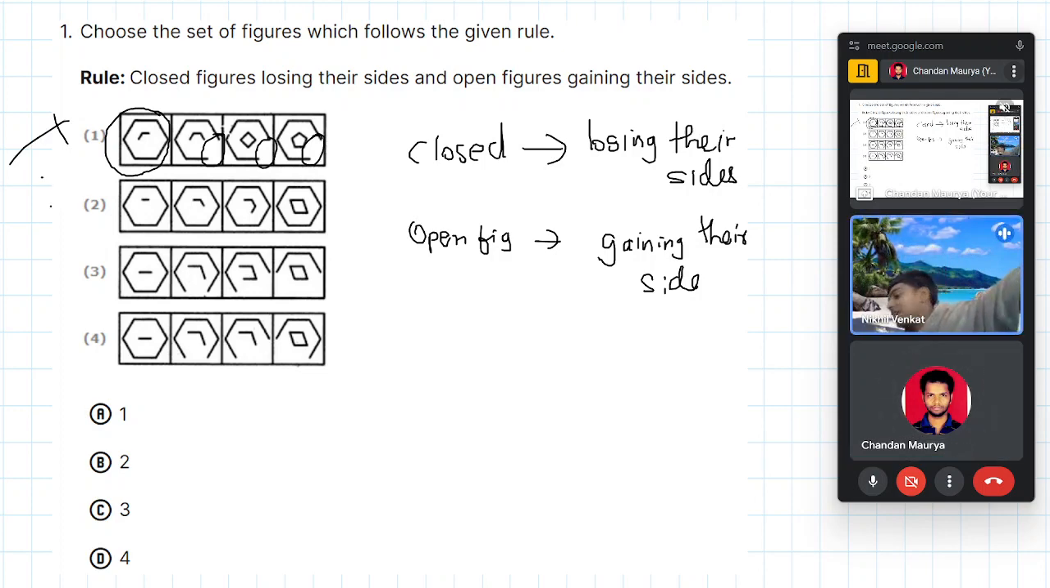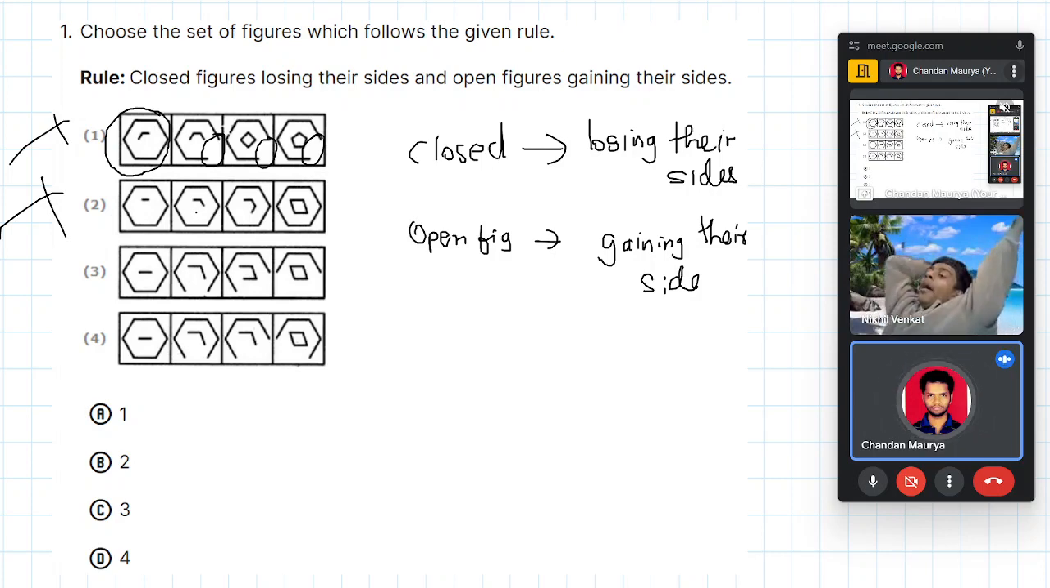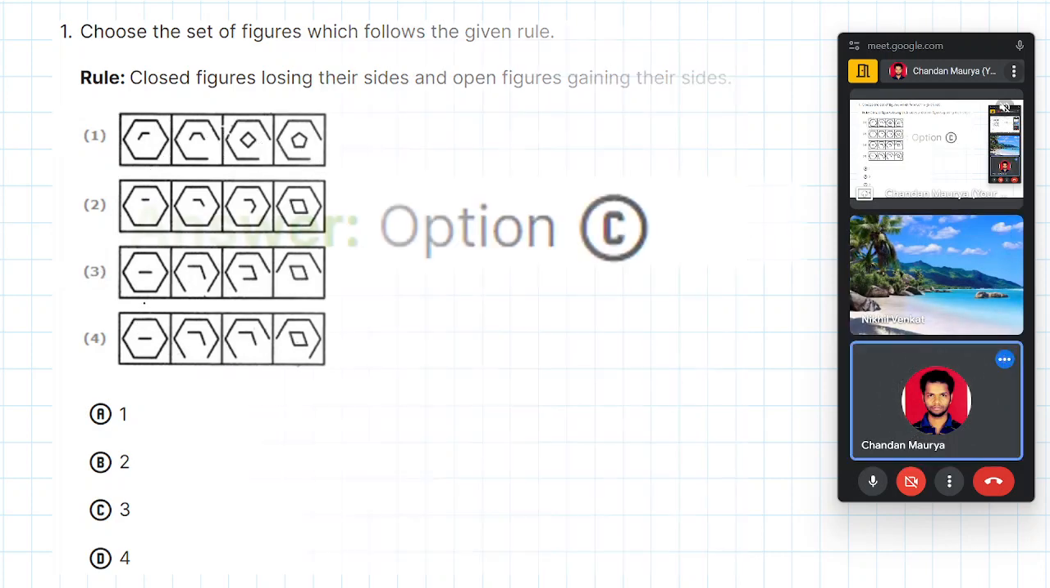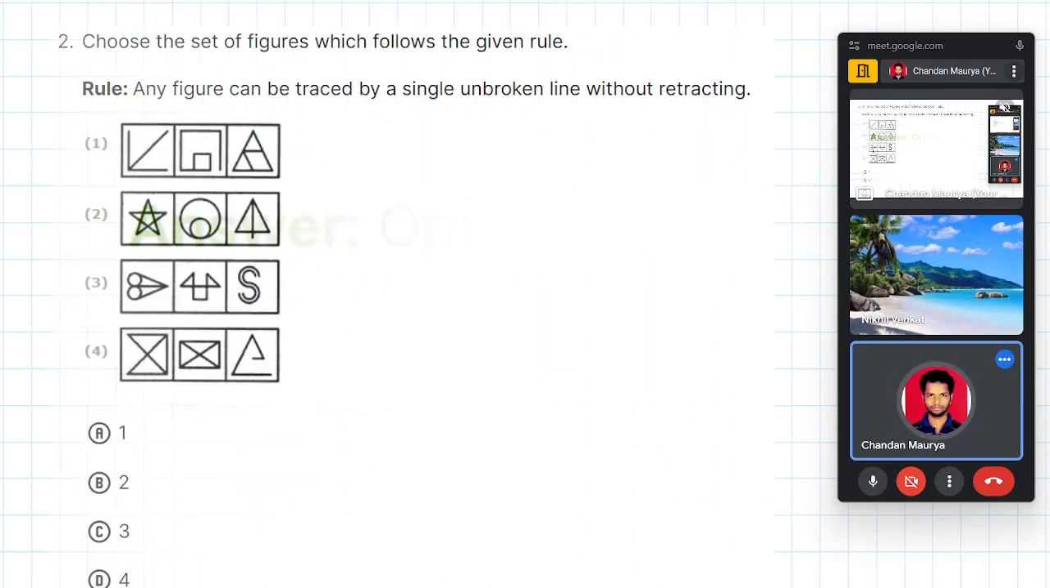The second one is not losing any side. The second one is also not correct because an open or closed figure is not losing the side. One, two, three. There is a chance the third one might be correct. Yes, sir. What do you think? Yeah, I think it's the third one. Third one. Okay. Perfect, beta. Very nicely you understood this model.